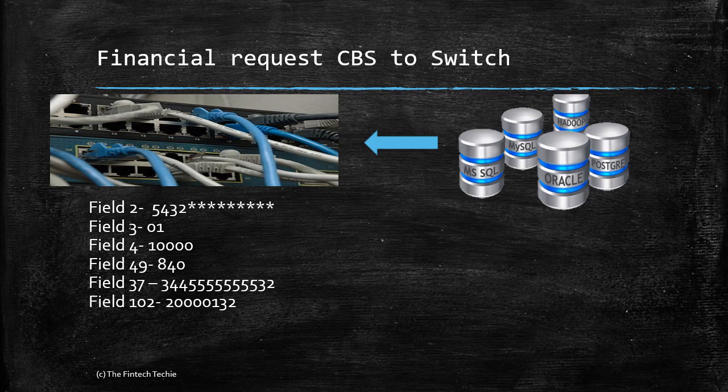So what happens when the CBS responds back? All the fields are responded back as it is. Field 2, 3, 4, 49, 37, 102, they are responded back as it is. In addition, field 39 and field 54 are two additional fields sent by the CBS. Field 39, 00 signifies a success, while field 54 is the balance of the account post the transaction.